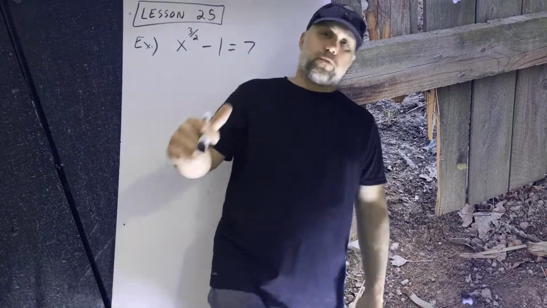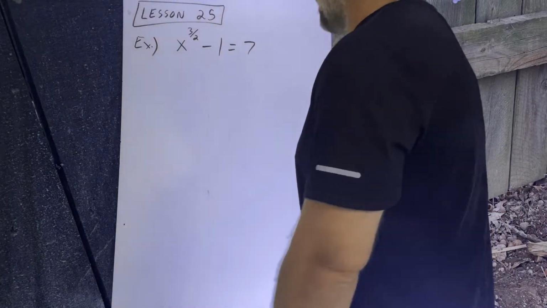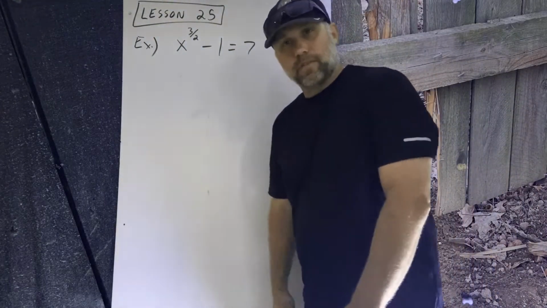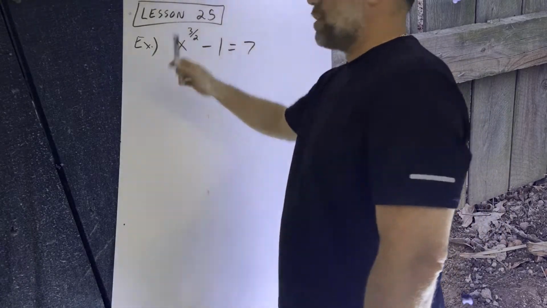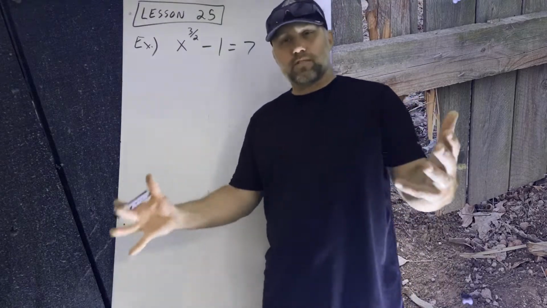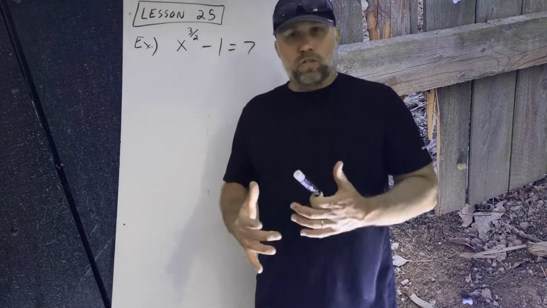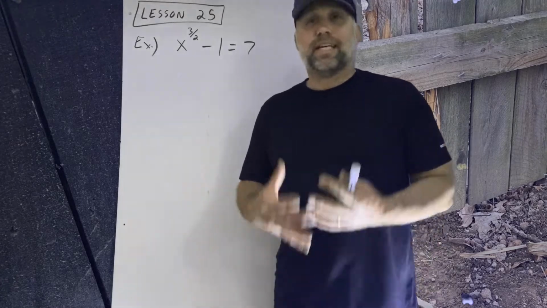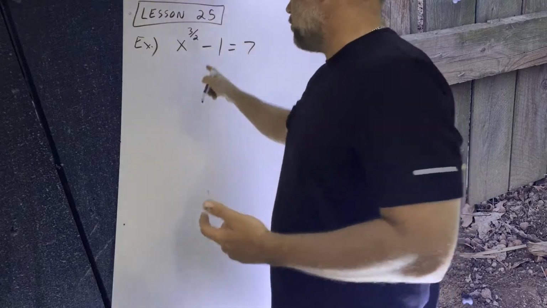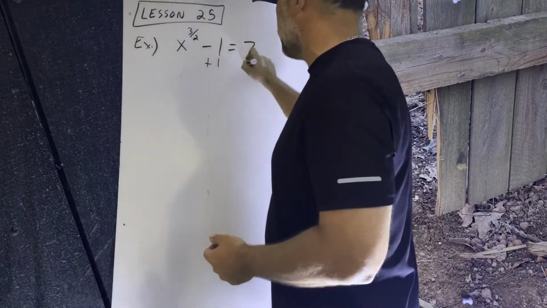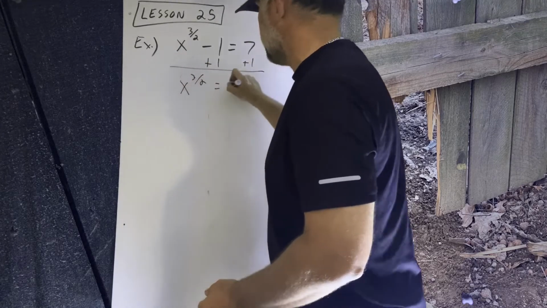Anyways, let's do our first example of an equation that has fractional and negative exponents in it. So we're going to solve this equation right here. And if you notice, it's x raised to the 3 halves. I'm going to show you how we solve this. It's actually not that bad. So we're going to start solving it the same way we solve all equations. We're trying to get x by itself. So the first thing we want to do is undo the subtraction right here by adding the 1 over to the other side. And we get x to the 3 halves equals 8.